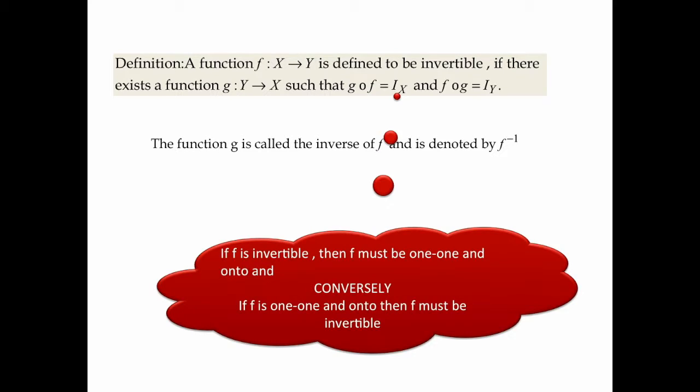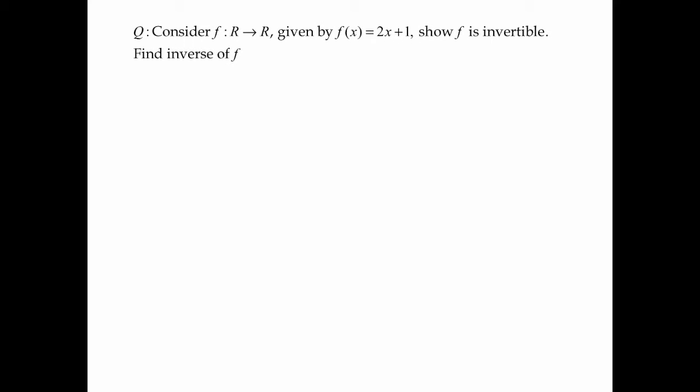We also know that a function is invertible if f is 1-1 and onto. Conversely, if f is 1-1 and onto, then f must be invertible. Let's see if we can take a question and apply both of these definitions one by one and try to show that a given function f, from real numbers to real numbers, defined by f of x is equal to 2x plus 1, is invertible and how do we find its inverse.